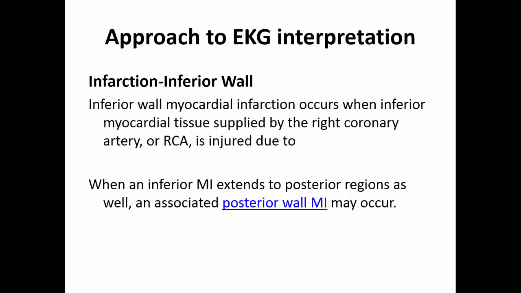An inferior wall MI occurs when there's an infarct in the inferior part of the heart. The inferior part is supplied by the right coronary artery. Occasionally, when the patient has a really large right coronary artery and the MI extends inferiorly, it can also go into the posterior wall, so you may get inferior and posterior STEMI.